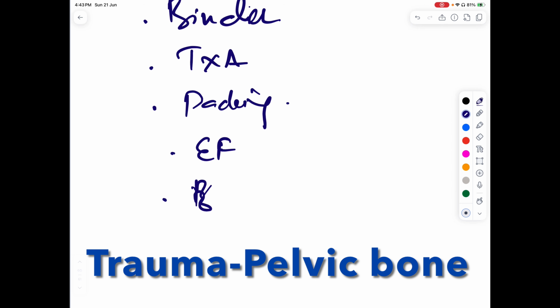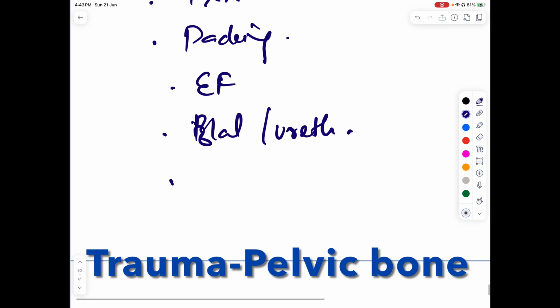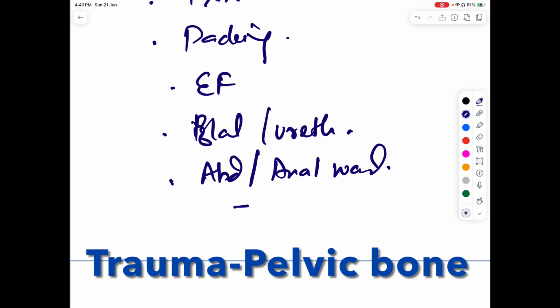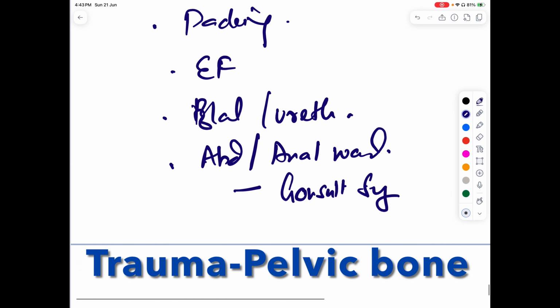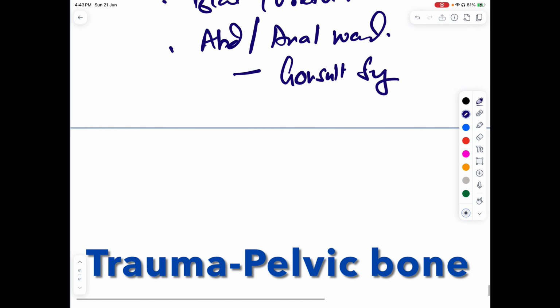Bladder injury or urethral injury has to be managed by a urologist. Abdominal or anal wounds have to be managed by a consultant surgeon doing laparotomy, wound debridement, colostomy and all that. So would you order a whole body CT scan? Because the patient has a high trauma injury, you need a scan. What are the advantages of whole body CT scan? Early diagnosis, better survival rates. Disadvantage: high radiation exposure. So this was about the trauma.